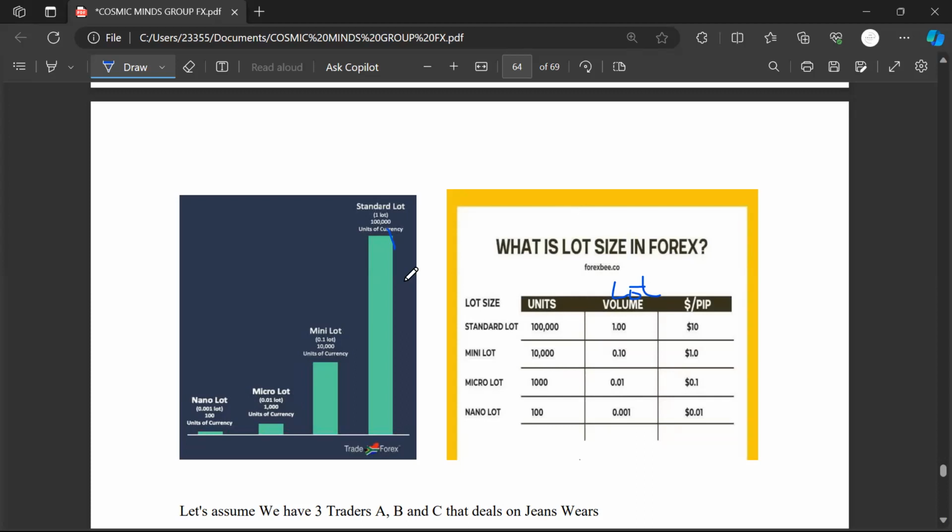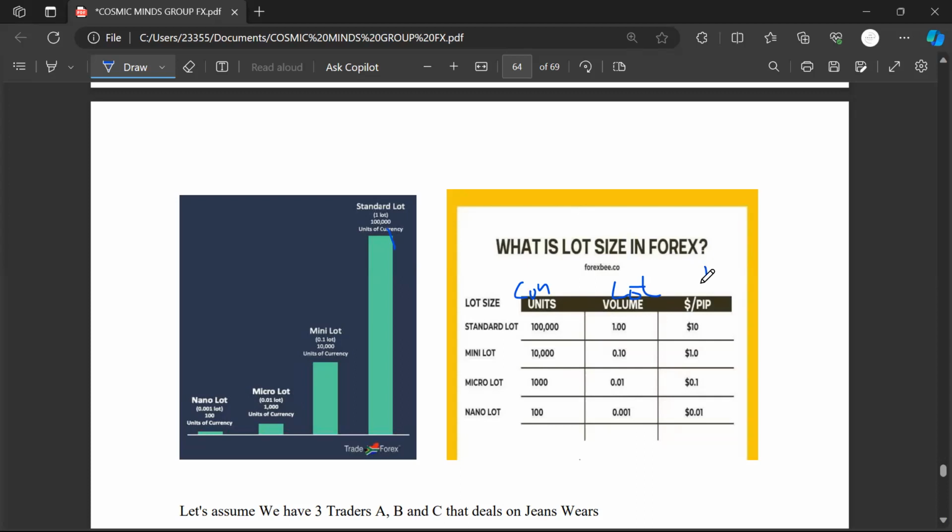I hope you understand this. Units is the contract size, in terms of forex, let's put it that way. And the lot is the volume. Now there's a third column called dollar per pip, right?